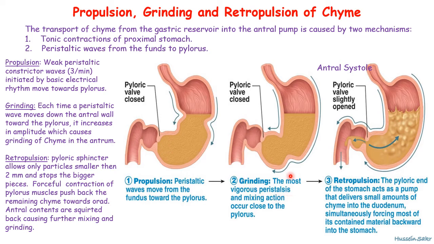Then the second function is known as grinding, and it is considered as a vigorous peristalsis, as the wave of propulsion of peristalsis moves down into the distal part of the stomach. Its force or amplitude is going to increase, and when the amplitude or force increases, this produces grinding of the gastric contents.